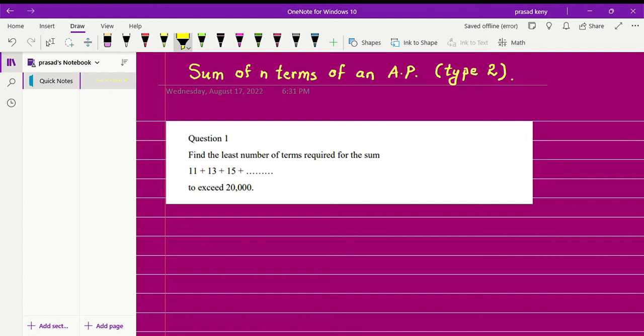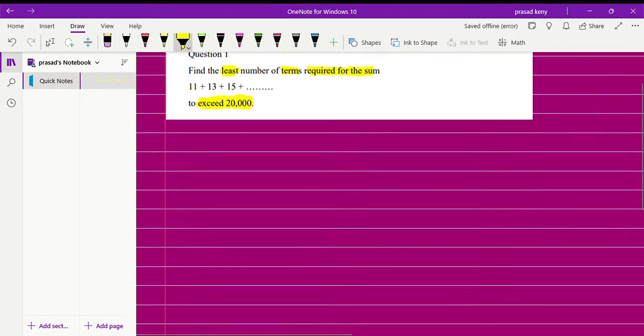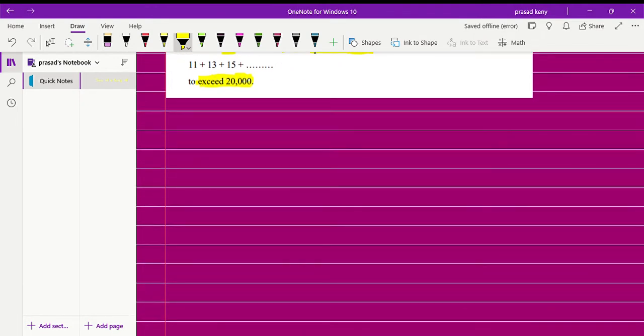So find the least number, this is very important, minimum number of terms required for the sum. So one AP is given to you, 11 plus 13 plus 15, and the sum has to exceed 20,000. So minimum how many terms you'll add so that the sum will exceed 20,000.